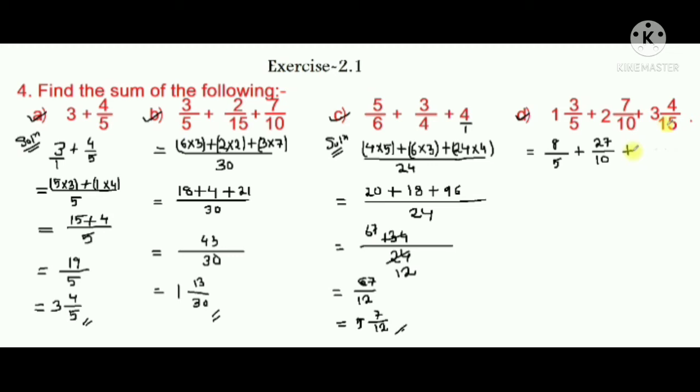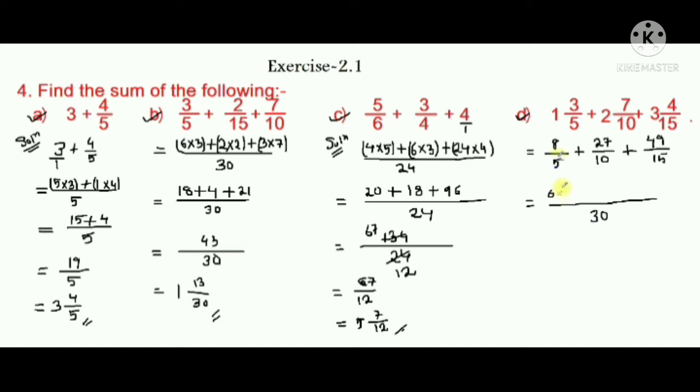27. Okay, and then you give a plus sign, and then 3 and the denominator is 15. 3 15s are how much? 45 plus 4, 49, right? So in the numerator 49, and the denominator is 15. Now afterward what will we do? You will take the LCM of these 3 numbers, 5, 10 and 15. So their denominator will surely be 30. You do it. Okay, so their denominator is 30.